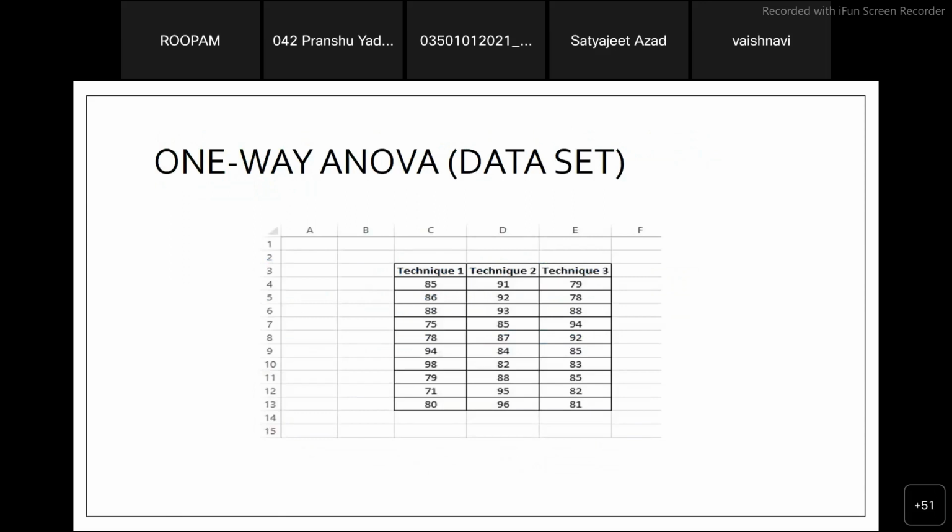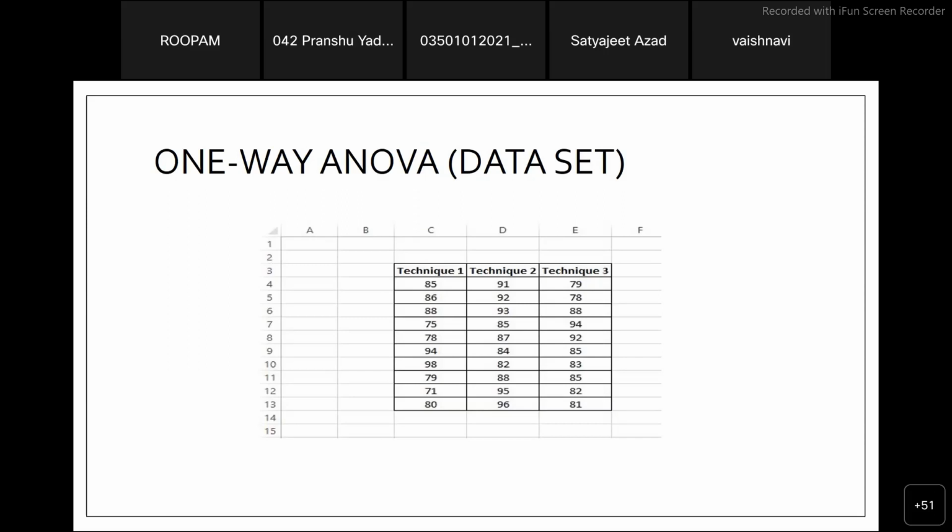Okay, one-way ANOVA. If I give you in the Excel sheet technique 1, technique 2, and technique 3, this is the study technique. Let's say online, offline, and maybe you have studied by watching YouTube videos. There are 3 techniques, and 85, 86, these are the marks. If you were exposed to technique 1, out of let's say 10, 12 students, your marks were 85, 86, 88 or something. When you were exposed to technique 2, your marks are 91, 92 or something like that. Similarly with technique 3.